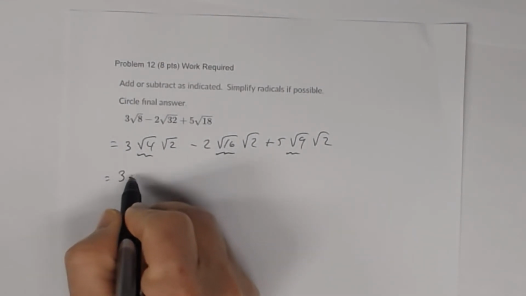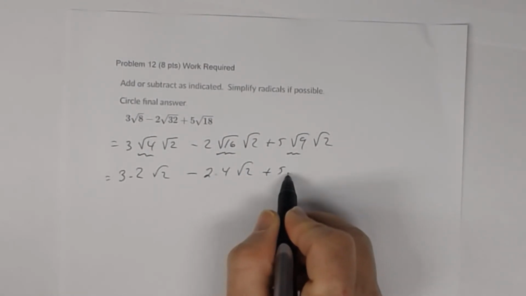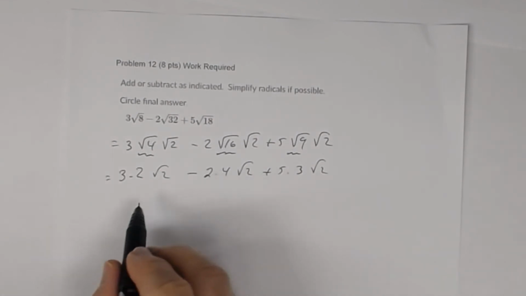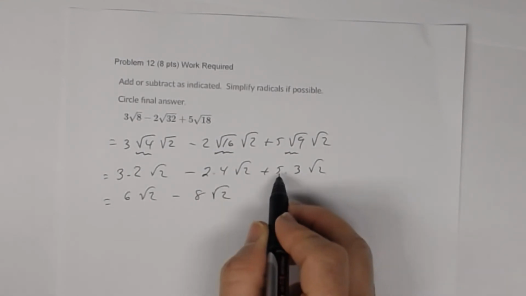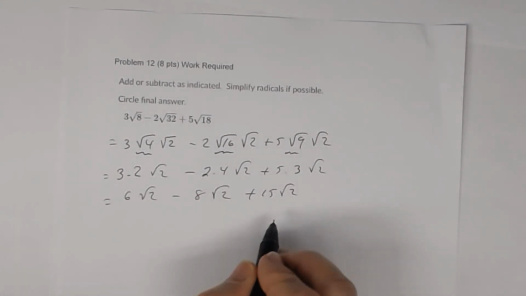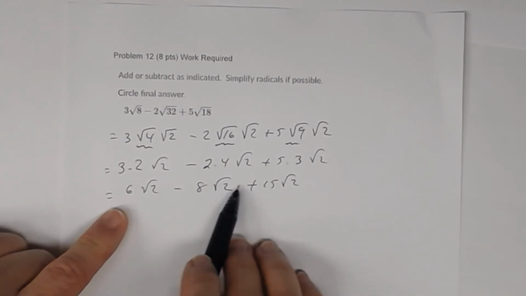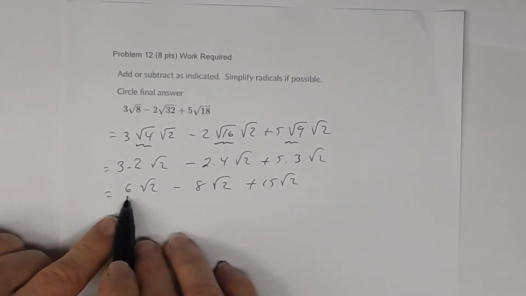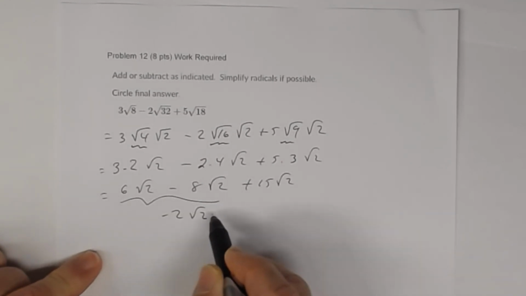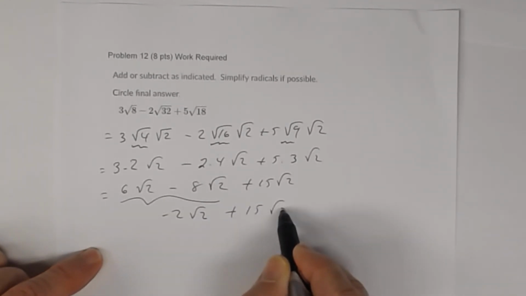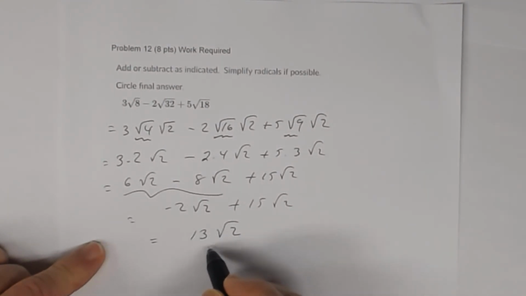So this becomes 3 times 2 square root of 2 minus 2 times 4 square root of 2 plus 5 times 3 square root of 2, right? And 3 times 2 is 6, so this is 6 square root of 2. 2 times 4 is 8, so that's minus 8 square root of 2. 5 times 3 is 15, so that's 15 square root of 2. What I want you to notice, though, is that all of these terms are like terms. They all have the square root of 2 in them. And so 6 square root of 2's minus 8 of them, y'all agree that's a negative 2 square root of 2? And then negative 2 square root of 2 plus 15 square root of 2. Negative 2 plus 15 is 13. So I get 13 square root of 2.